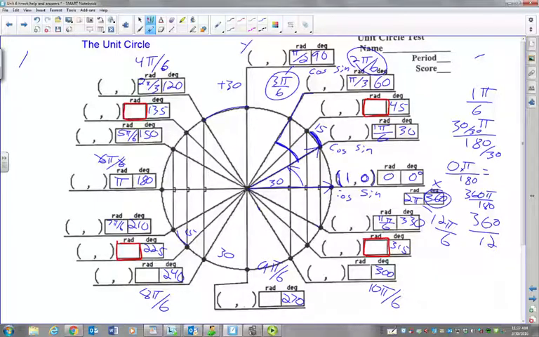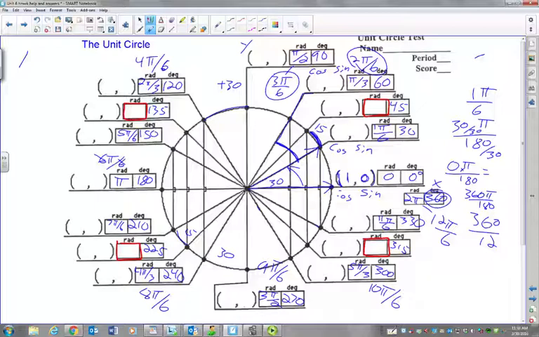And then 5 pi over 6 is okay. We got pi. 7 pi over 6 is okay. Oh, 8 pi over 6, that divided by 2 is 4 pi over 3. 9 pi over 6 reduces to 3 pi over 2. 10 pi over 6 reduces to 5 pi over 3. Just reducing, divide by 2, divide by 2. And then 11 pi over 6, and 12 pi over 6 is 2 pi.